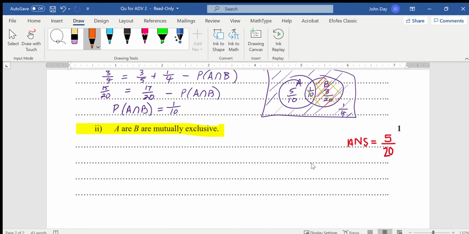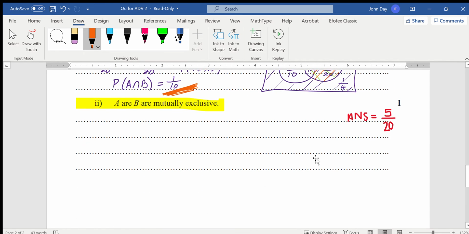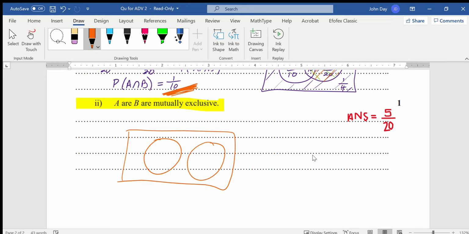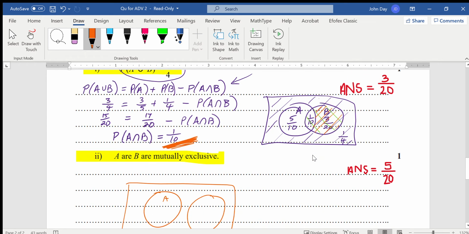A and B are mutually exclusive. So it's saying, what if they're mutually exclusive? Well, a minute ago, I did a whole bunch of work to find this 1/10 to put in the middle of my Venn diagram. Now I can do my Venn diagram with no overlap, which means the probability of A is 3/5 and B is a quarter. There's 3/5 in there, and there's a quarter in there for the probability of B.